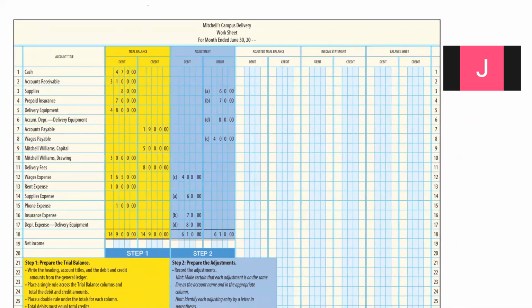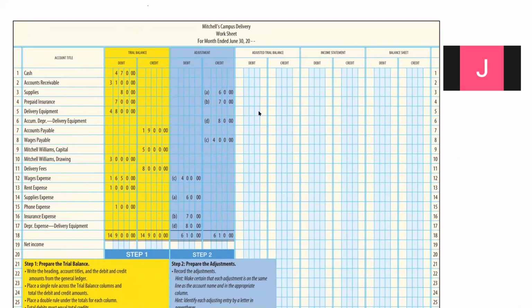Let's take a peek. Here it is, Jonathan. Here's your 10 column worksheet. We ended the month and we had these numbers in yellow. This is the preliminary trial balance, the unadjusted trial balance. But remember, we wrote some entries. Remember the supplies expense? We had 80 and it was down to 20. We debit supplies expense for 60 and we credit the prepaid supplies for 60.